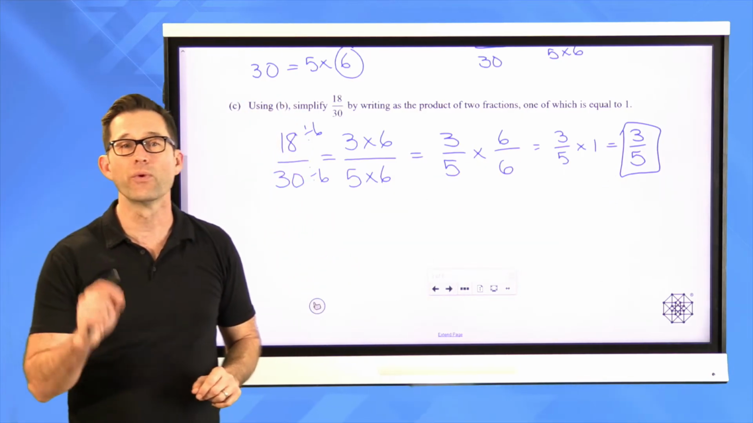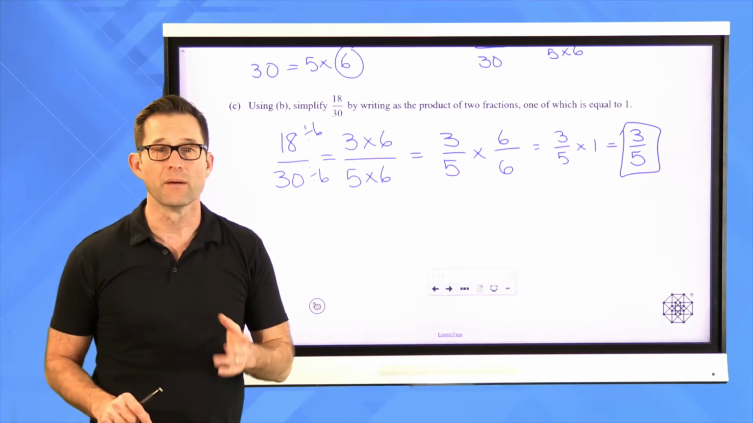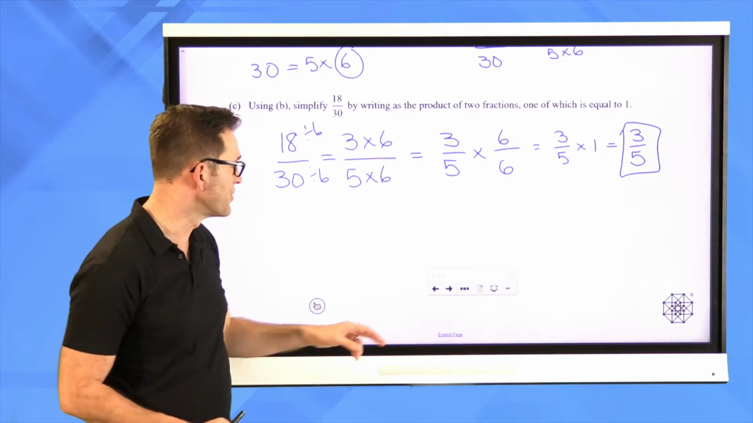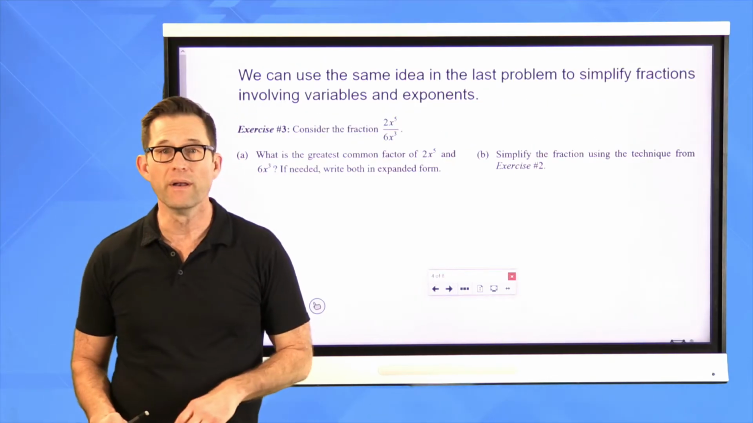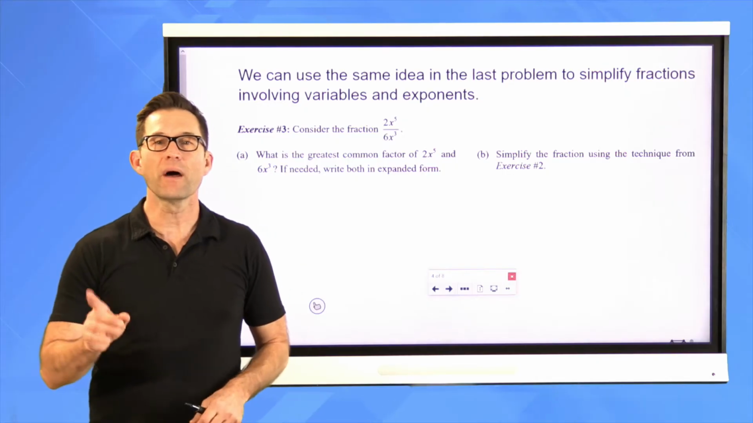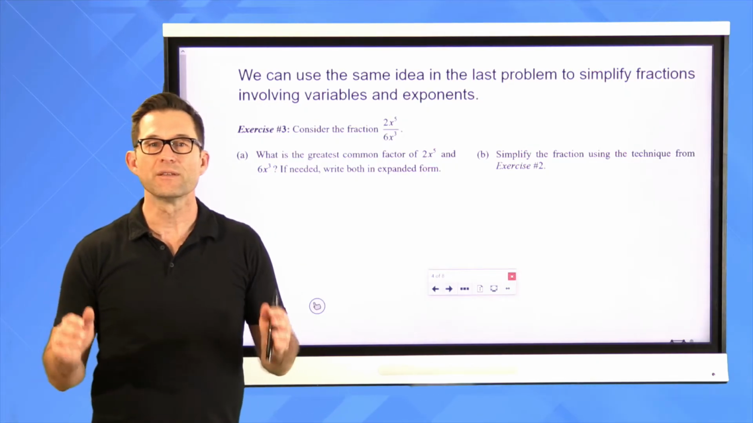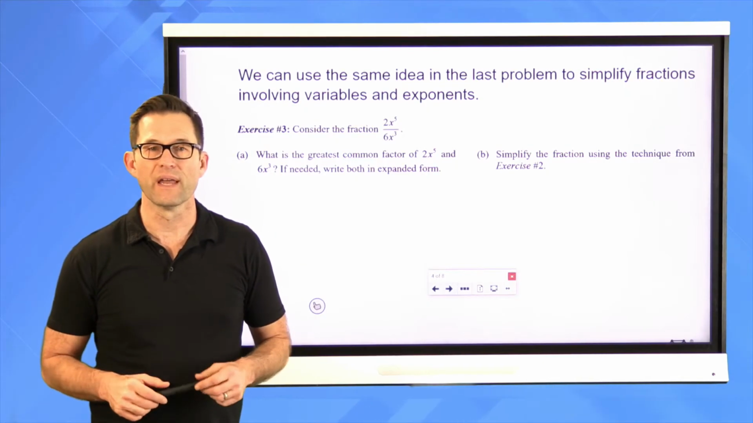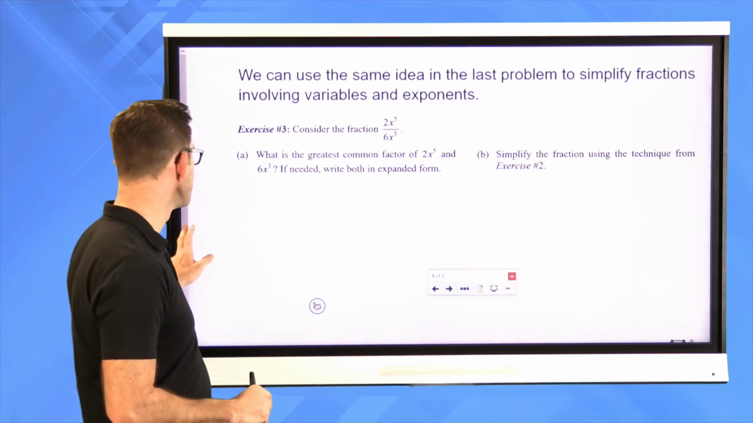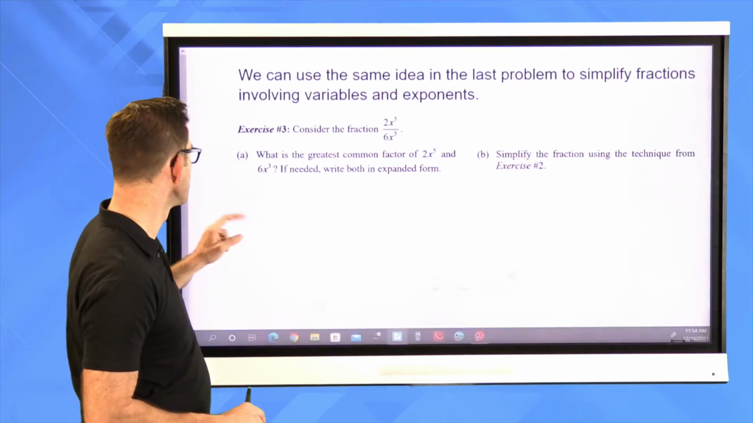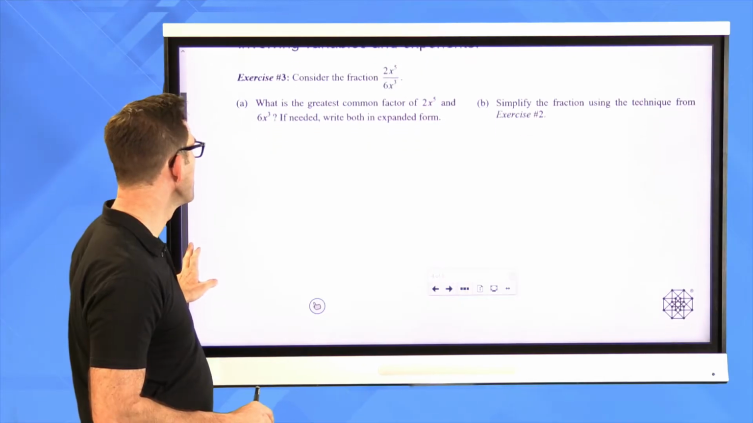And that is really critical to understand because in a moment, we're going to start bringing variables into it. And that moment is now. We can use the same idea in the last problem to simplify fractions involving variables and exponents. Let's take a look at exercise number 3. Whoops. Let's come back to it. Here we go. Wish I could do that on command.